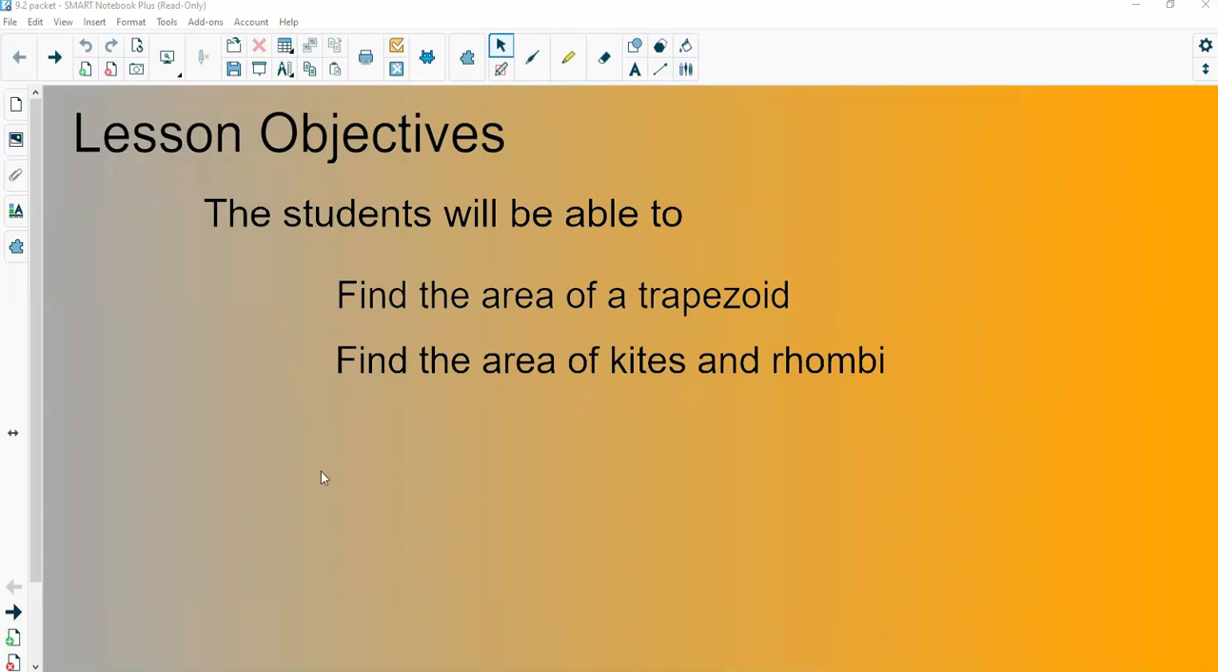Yes, good morning, guys. Today we're going to be covering how to find the area of trapezoids, kites, and rhombi. All right, so it's a very straightforward lesson. Again, it's very short. Just copy down the objectives. Make sure you understand what you are trying to accomplish, and let us get ready to begin.